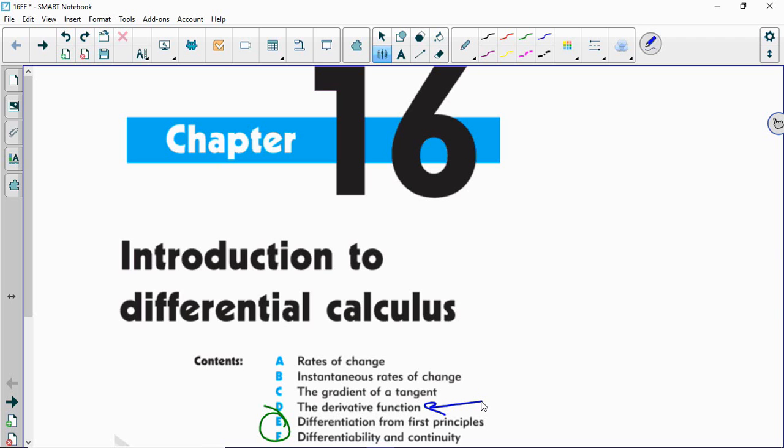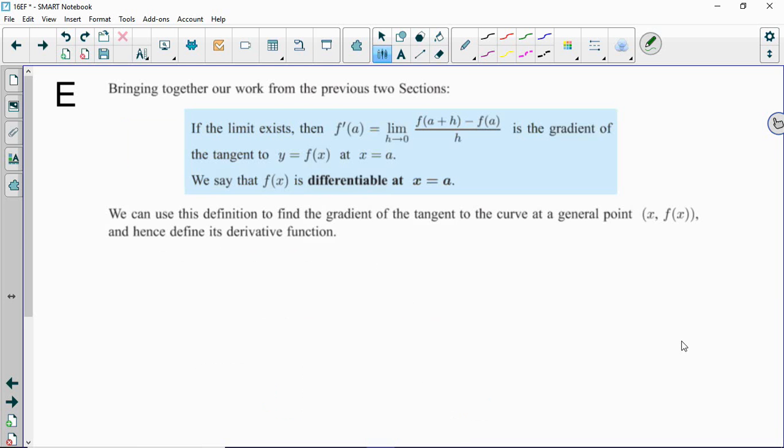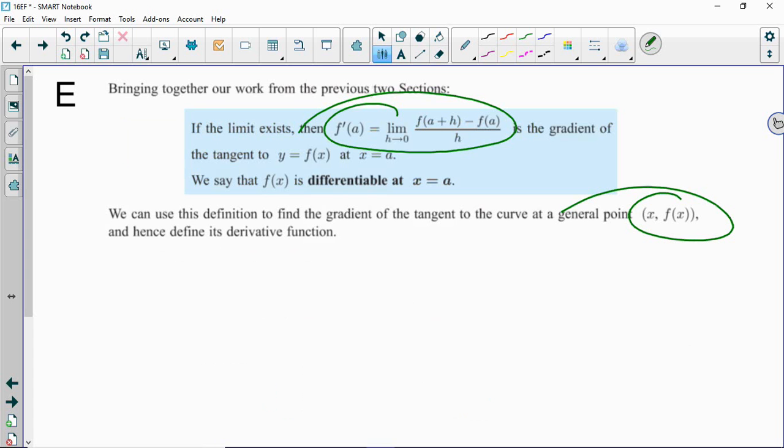So we kind of visualized that, thought about what it meant. Now we're going to talk about how to actually calculate that, just by extending the idea from section C. There we calculated the gradient of the tangent line to a curve at a particular point, a comma f of a, by using this limit definition. And so now we're just going to generalize that to any point x comma f of x.